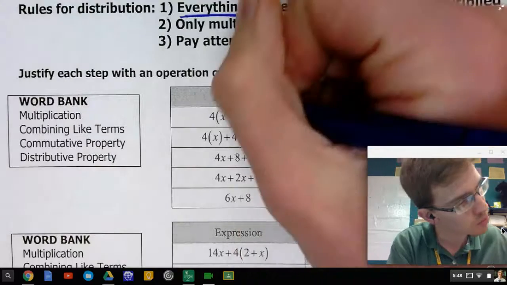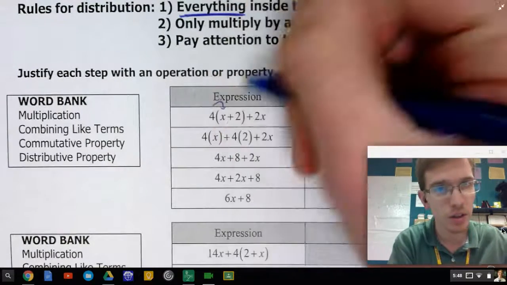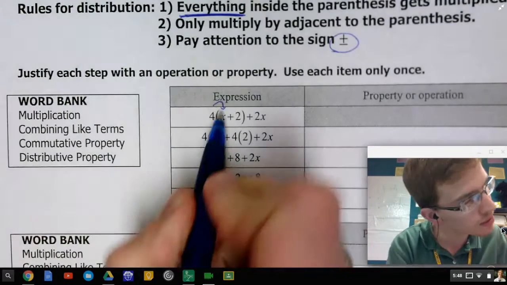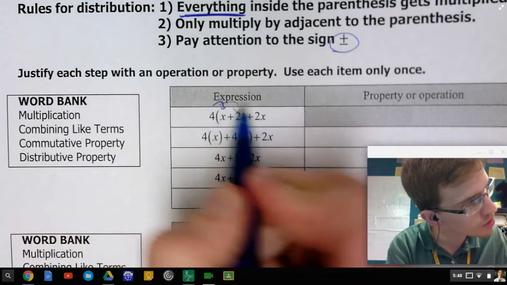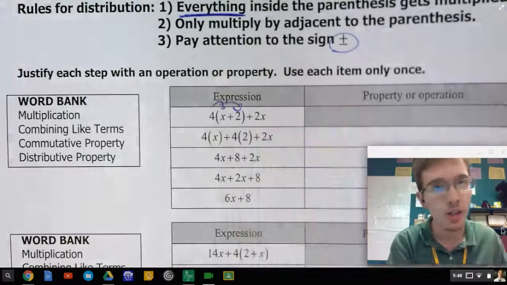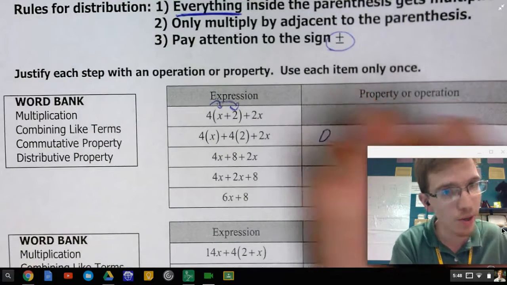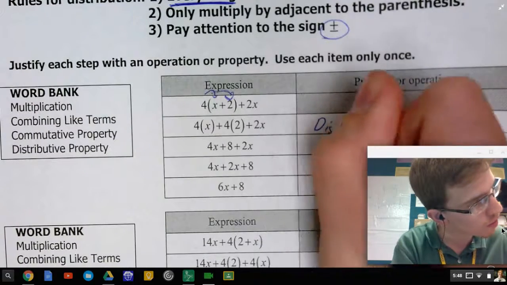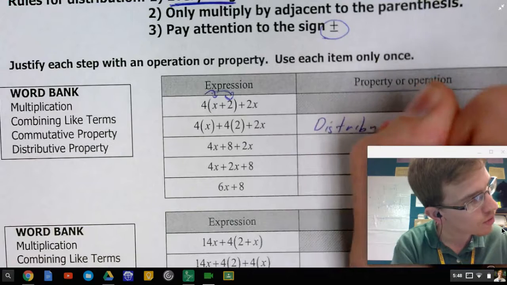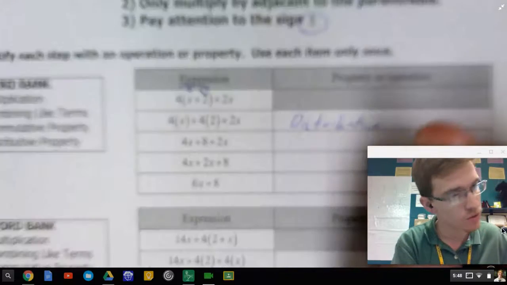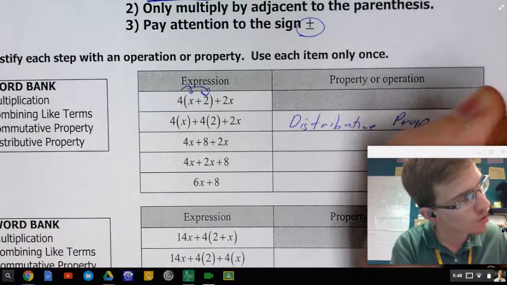Well, really what happened is we took the 4 times the x, 4 times the 2. Okay, that would be classified as the distributive property. So our first blank here is distributive property.